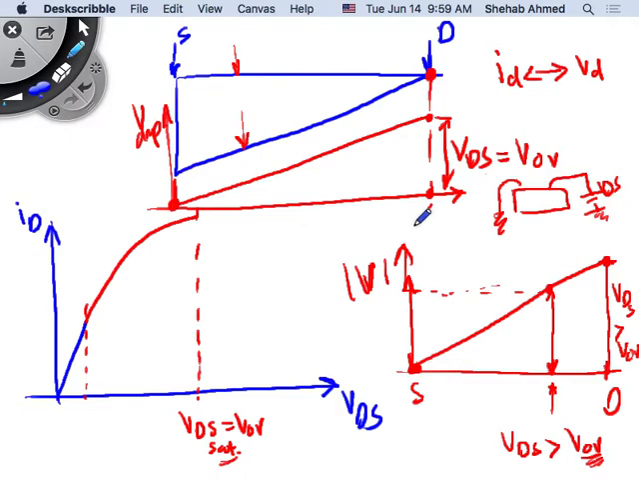Now I want to draw the channel thickness. Here, does the channel thickness at the source change? No, because it's still proportional to VOV, because VGS did not change. Remember what we said here: the channel thickness becomes 0 when the voltage across the channel becomes VOV. So where is the voltage across the channel equal to VOV? Here, not at the end. So I would become pinched here.